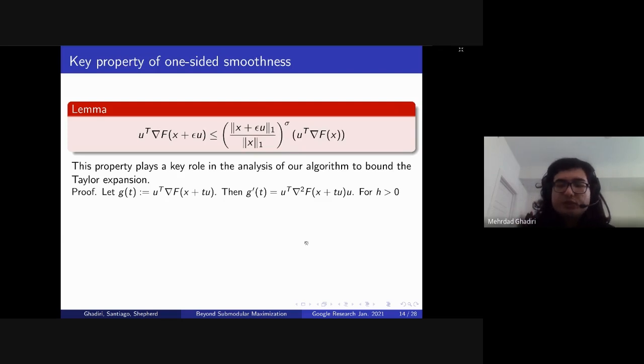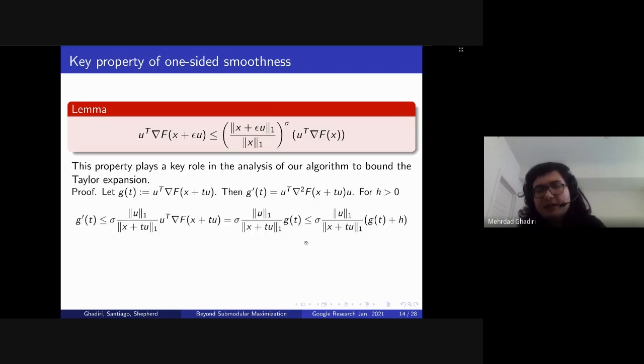Just to see how we use the one-sided smoothness to get this. The proof is not that hard. It goes this way. We define the gradient in direction u as the function g of t, which would be u transpose the gradient of f at x plus tu, for t between 0 and 1. And then one can see that the derivative of g would be u transpose the Hessian times u.